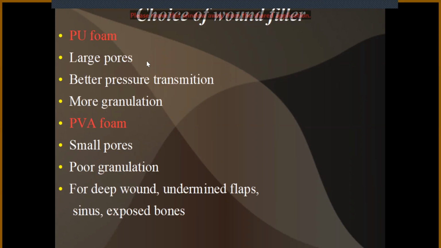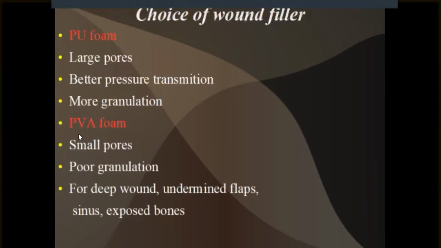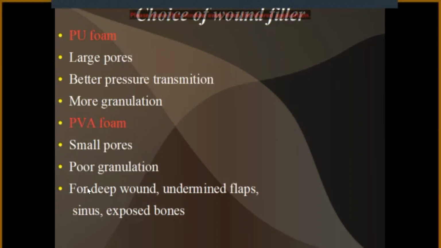PU foam has large pores, so it provides better pressure transmission from the upper surface to the wound bed, and more granulation. Since it has large pores, the growth of granulation tissue in those large pores is more. And polyvinyl alcohol foam has small pores. It provides poor granulation. It is for deep wounds, undermined flaps, sinuses, or exposed wounds.